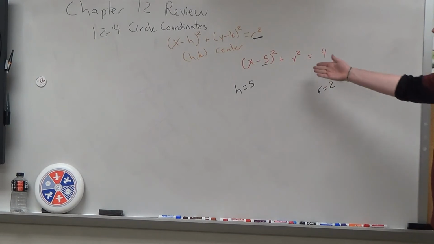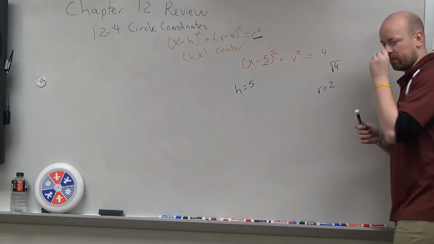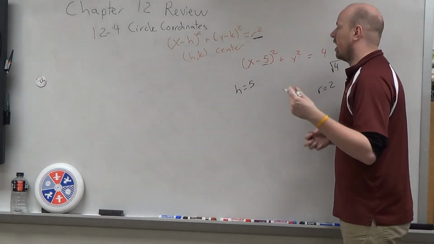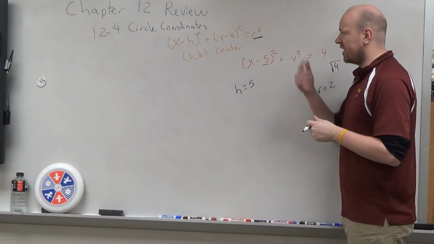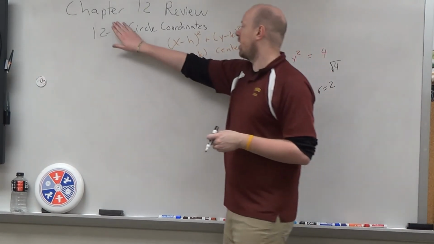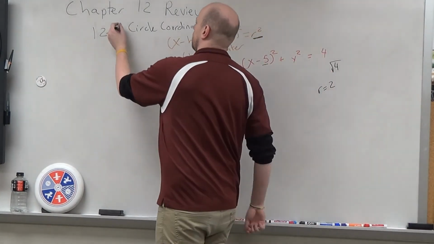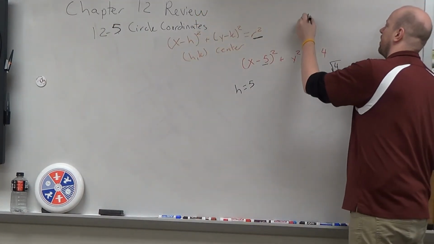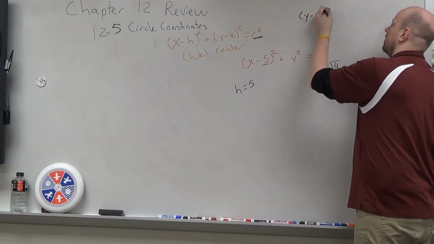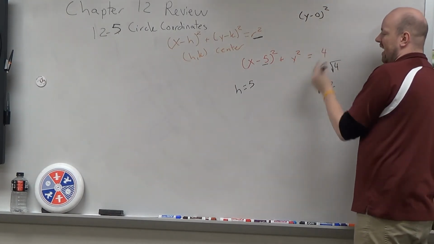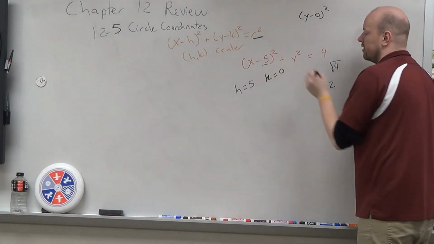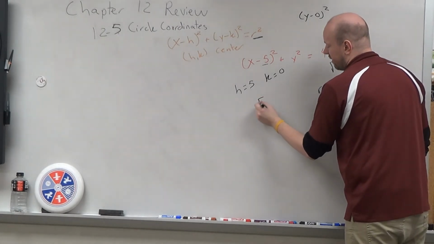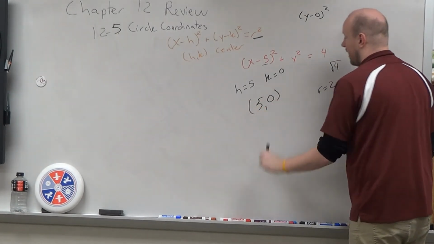Now the goofy thing here is our y doesn't have a minus anything in there. We've talked about that way back when we did 12-5. If it doesn't have one, that's the same thing as saying y minus 0 squared. So my k would actually just be 0. So my center would be 5, 0 in this case.